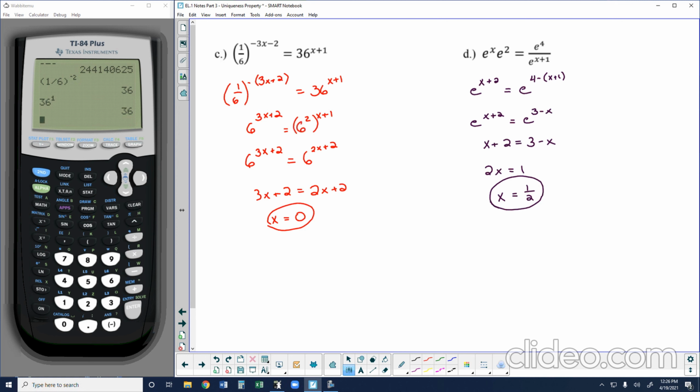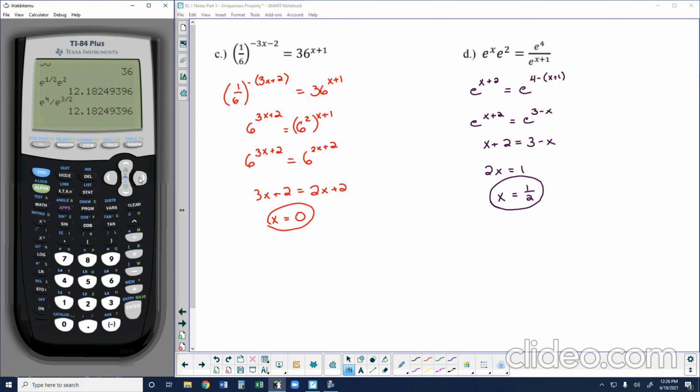So here, to check my answer, I can do e to the 1/2 power times e squared, and this is going to give me an irrational number, and then I'm going to compare that to e to the 4th power divided by e to the 1/2 plus 1, or 3/2 power, and see that they give me the same decimal approximation. So I have the solution.